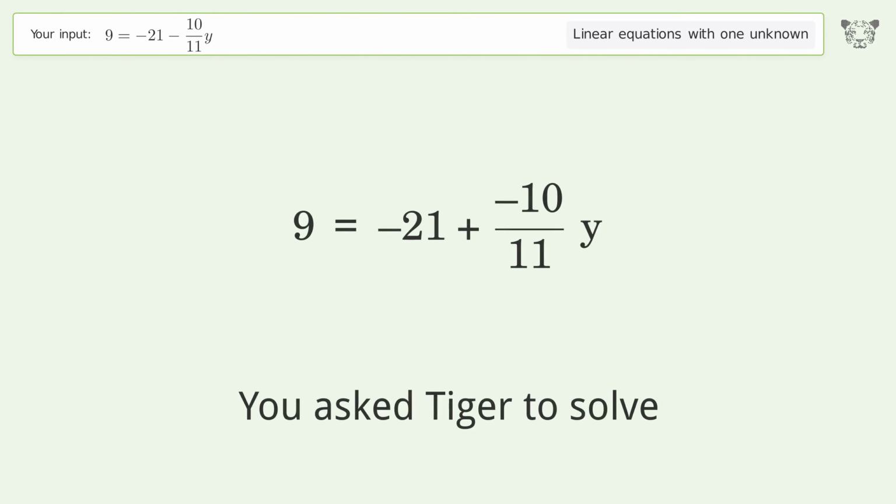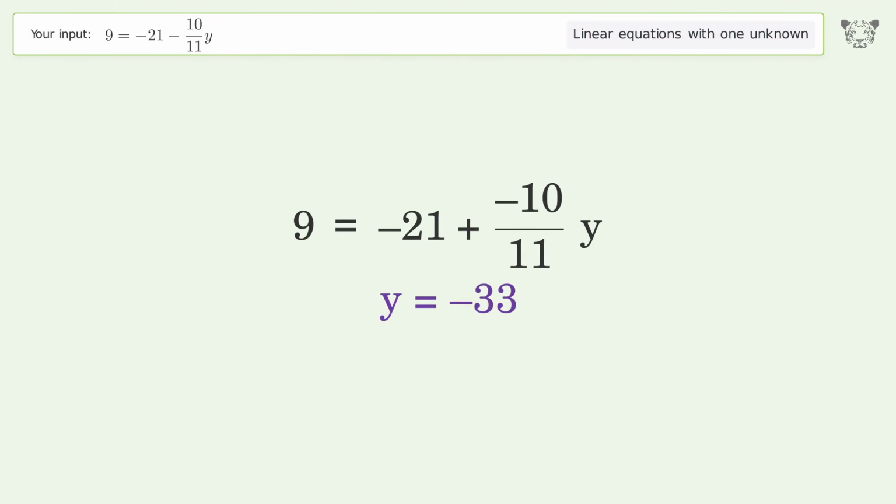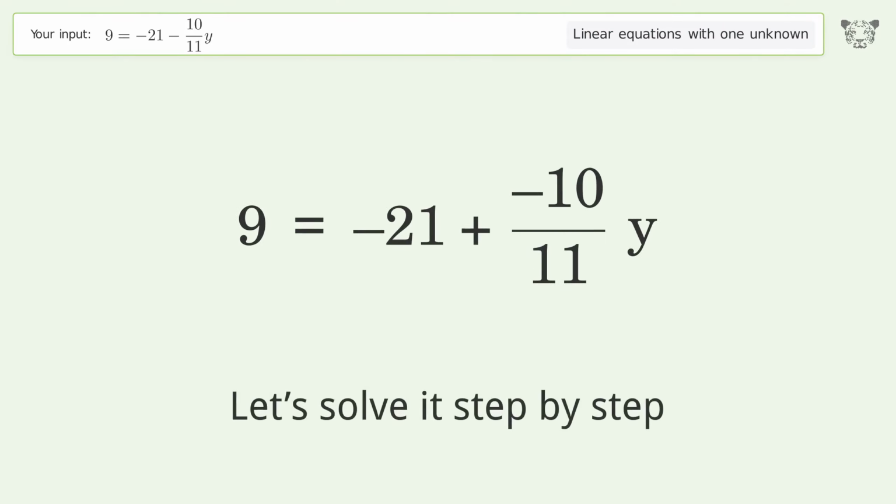You ask Tiger to solve. This deals with linear equations with one unknown. The final result is y equals -33. Let's solve it step by step.